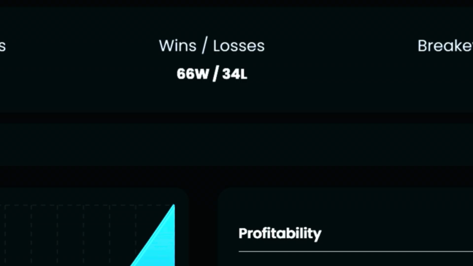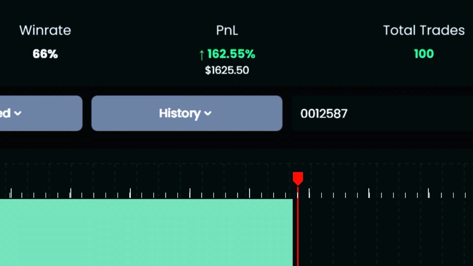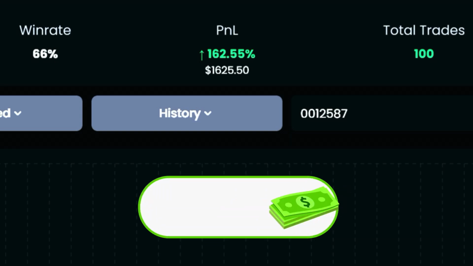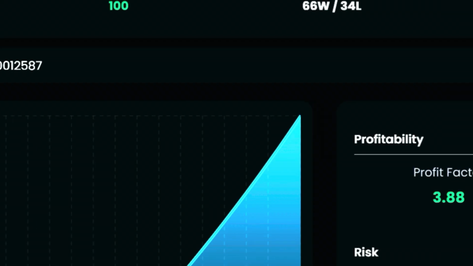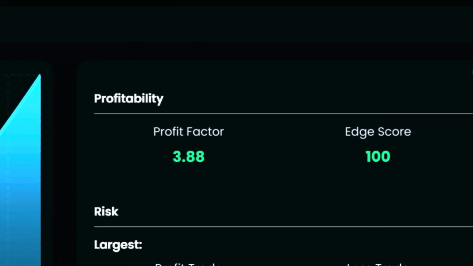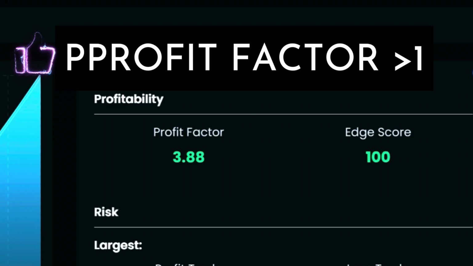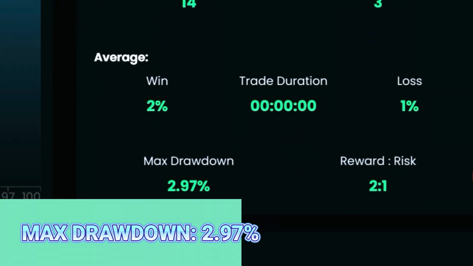Total profit over those 100 trades was a gain of 162%. So if you started with, let's say, $1,000 in your account, the strategy would have grown it to over $2,600 just in the test. Pretty solid, right? The profit factor was 3.68. Don't let that fancy name scare you. This number just tells you how much money the strategy made for every dollar it risked and lost. A profit factor over 1 is generally considered good, over 2 is great, so 3.68 is really strong. And finally, the drawdown was just 2.97.